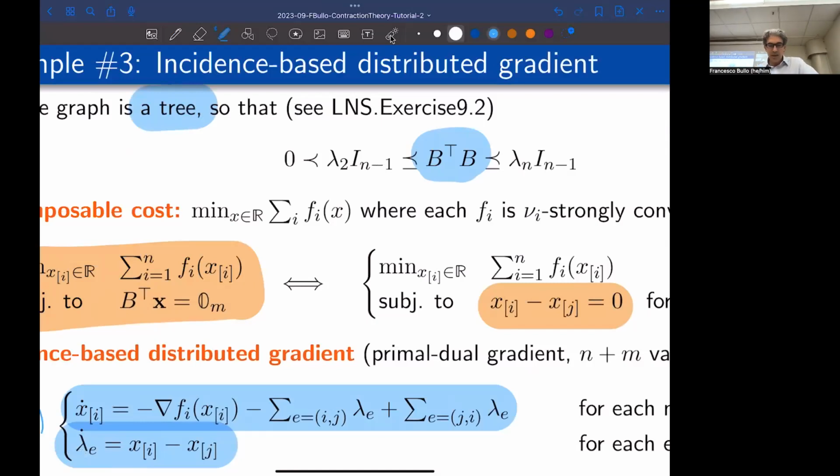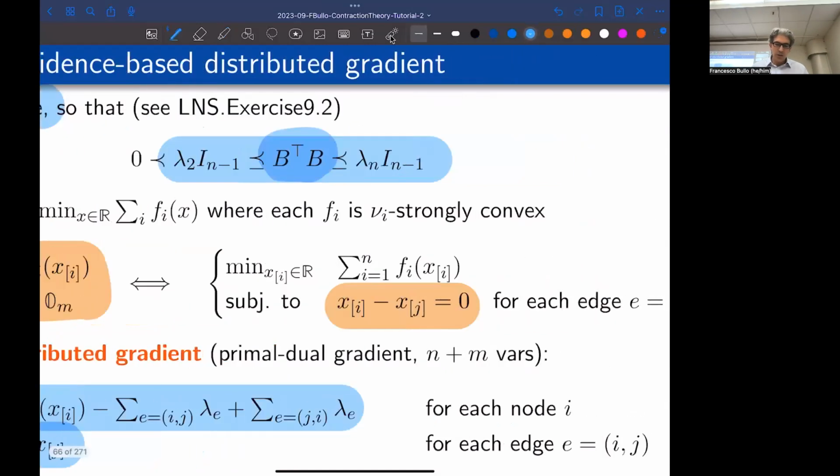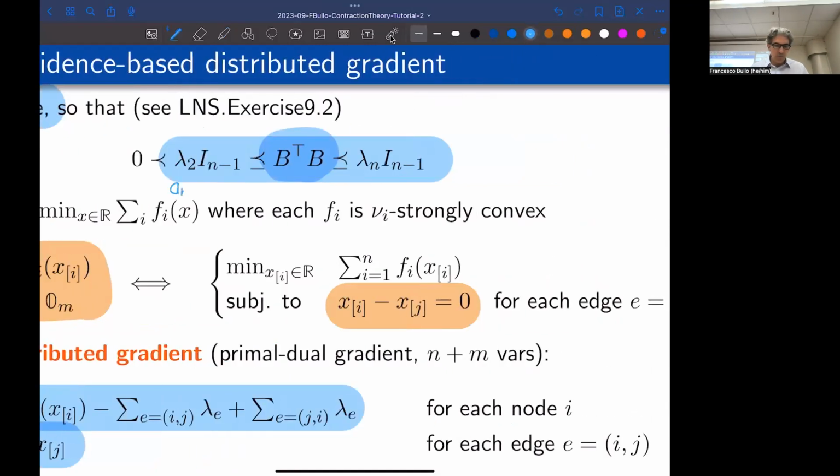The bottom line is that you have this bound here with LMI, which tells us that the edge Laplacian is lower bounded by lambda 2 and upper bounded by lambda n. 2 slides ago, those were the coefficients A min and A max. Do you remember that, right? Because 2 slides ago, we had A transpose, right?